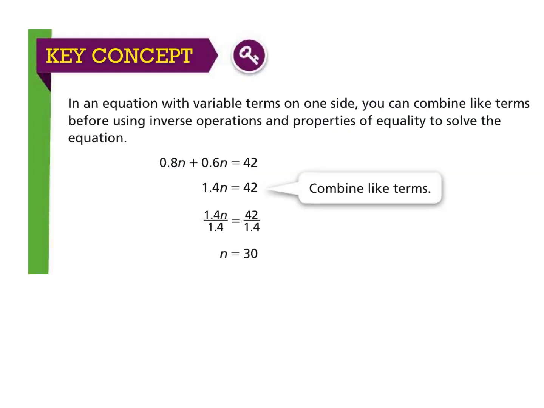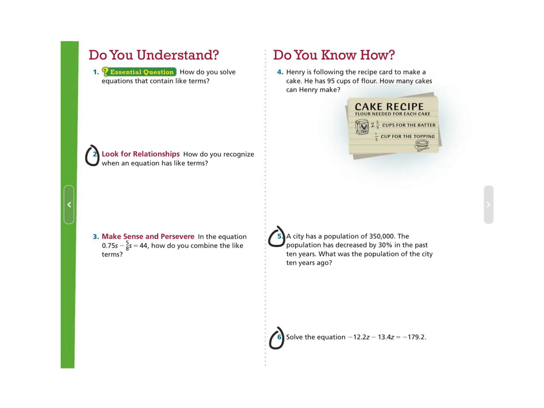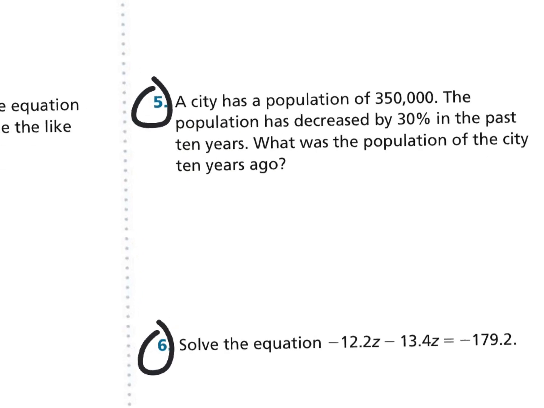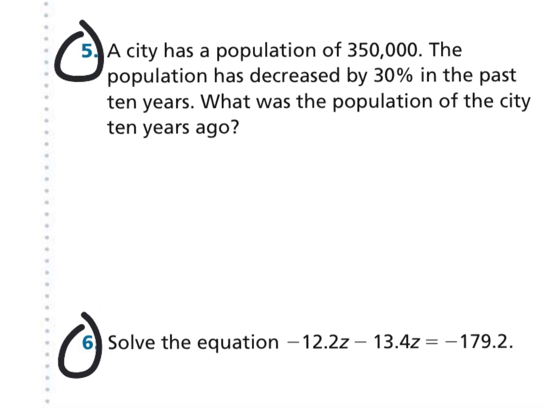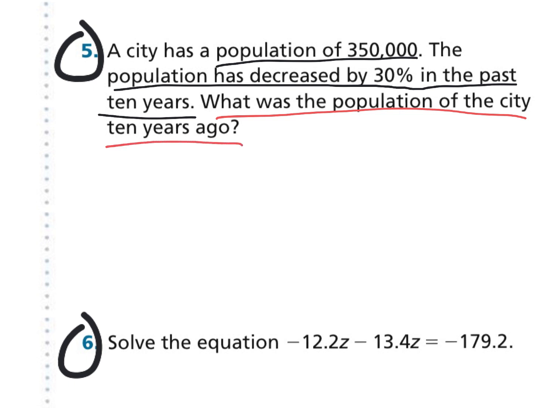Key concept, just recapping, the idea about combining like terms on one side of the equation and then using opposite operations to solve. We'll look at the Do You Know How number 5. A city has a population of 350,000. Population has decreased by 30% in the past 10 years. What was the population of the city 10 years ago?